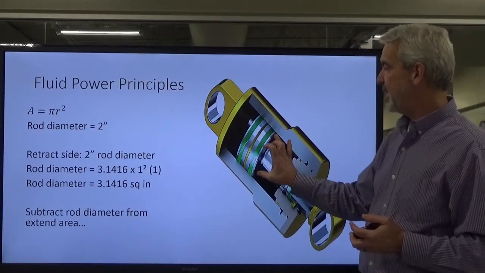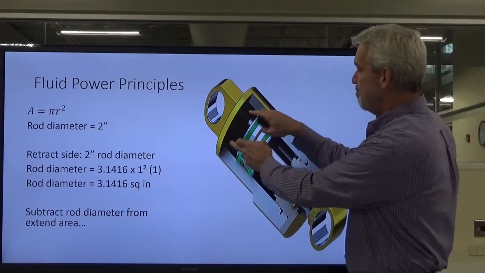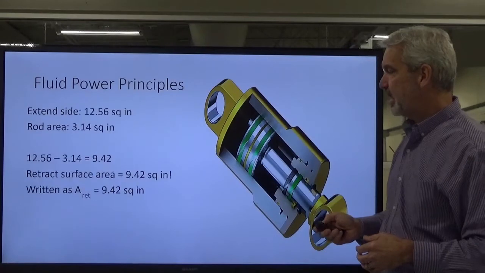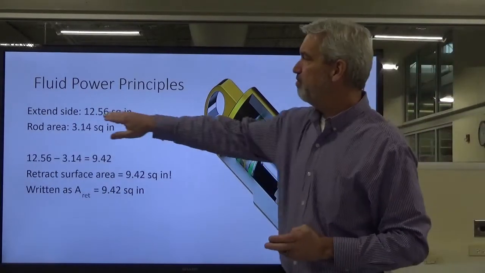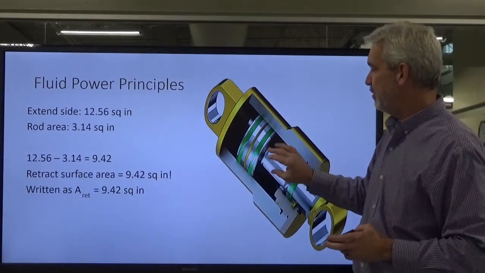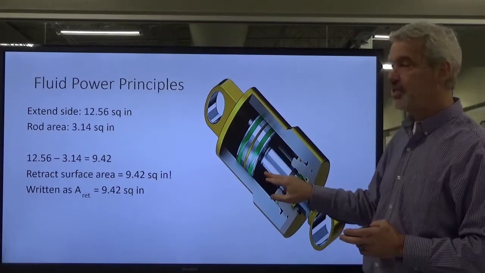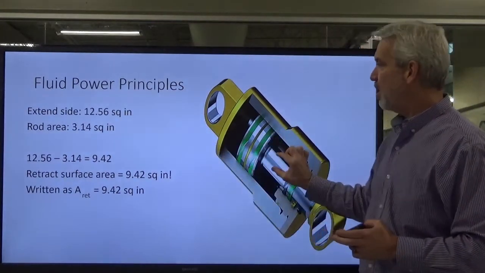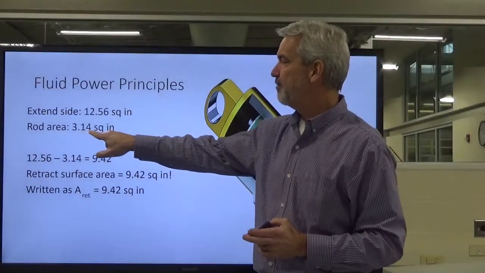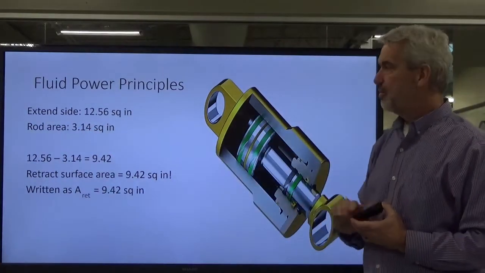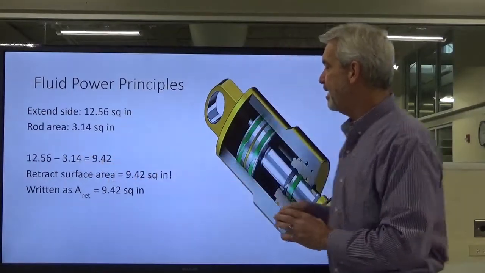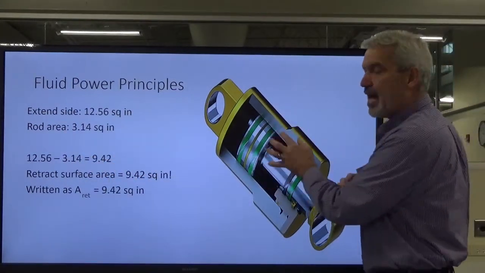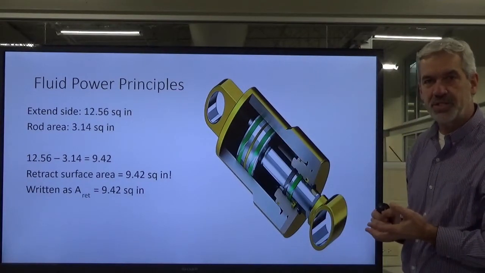The piston on this side is going to be the same minus the rod, so we already know what we've got over here on the extend side. We had 12.56 square inches, which, if we didn't have a rod, would be the same on this side too. But we've got a rod with a surface area of 3.14. So we subtract that, and that gives us basically a pushing surface of 9.42 square inches.